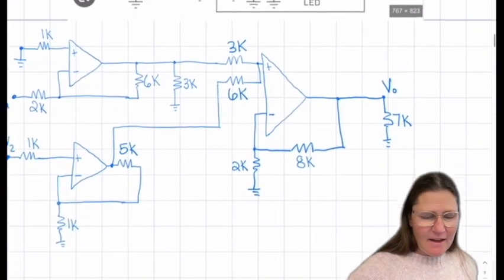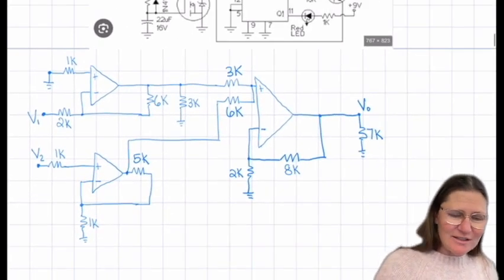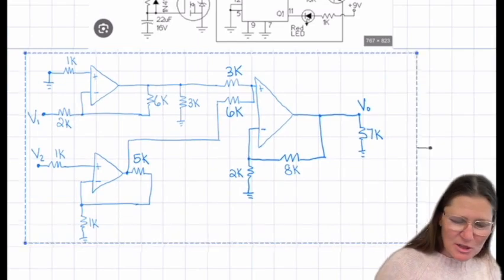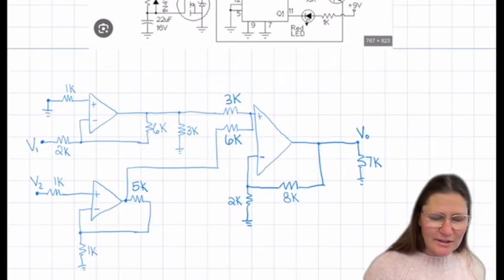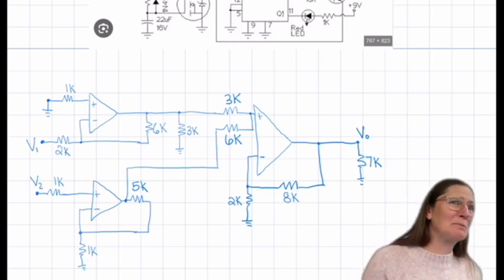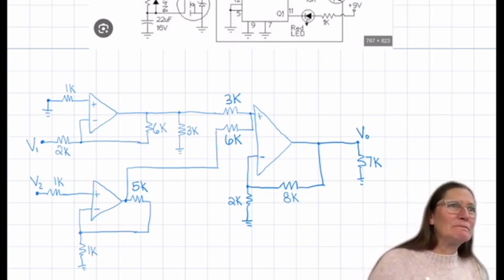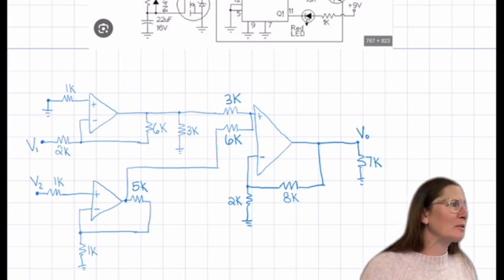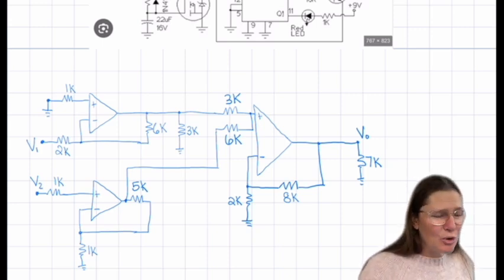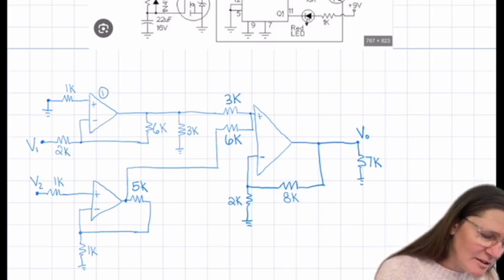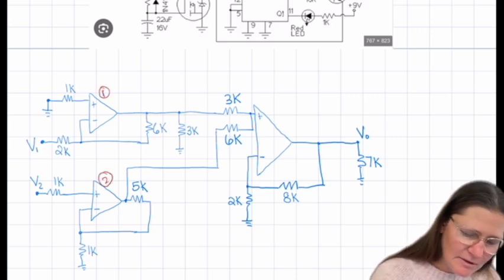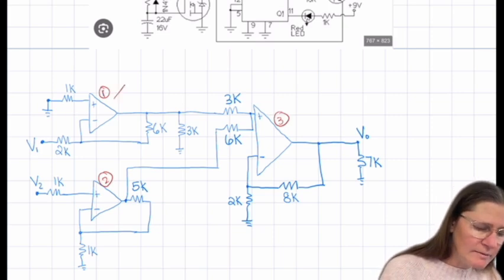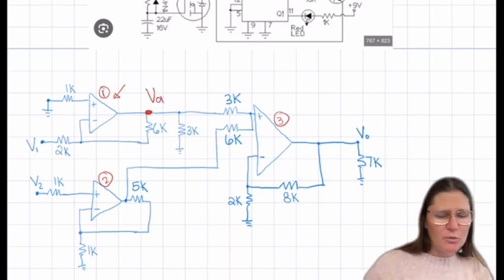Okay, so the next part was individuals wanted me to go over multi-stage amplifiers, so I thought this was a good one. You're going to want to break these down and look at each amplifier by itself first. So I'll call this 1, let me do a different color, 1, 2, and 3. Looking at 1, find the voltage at, I'll call it VO1.